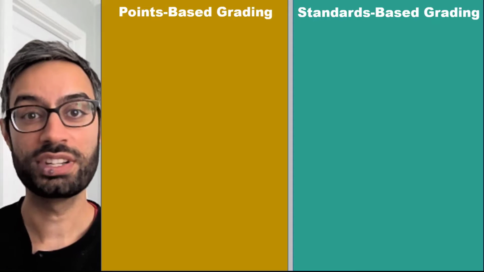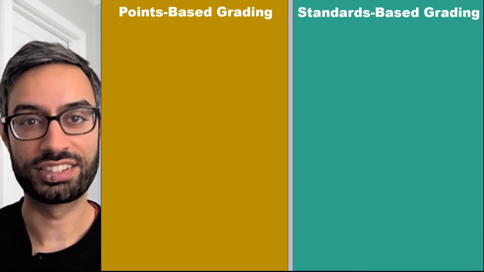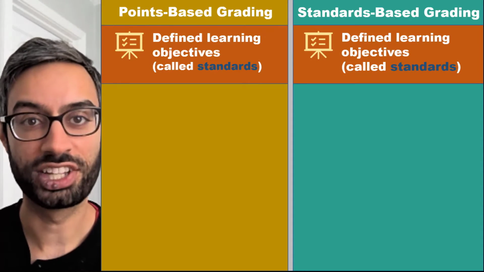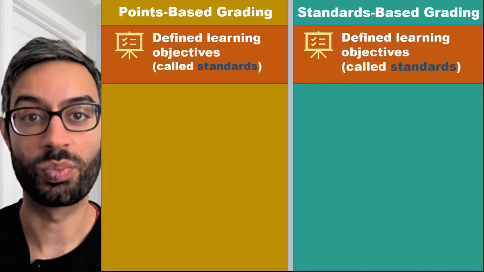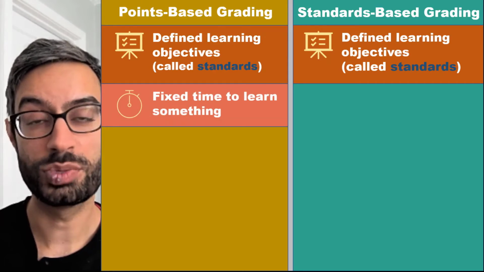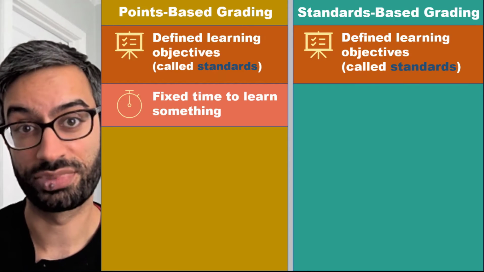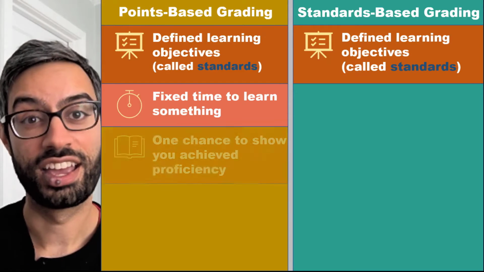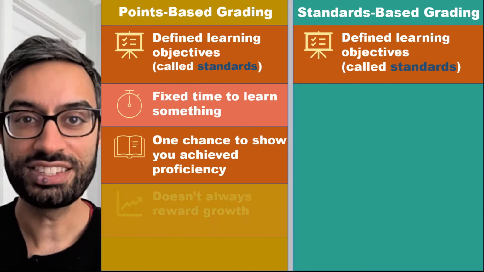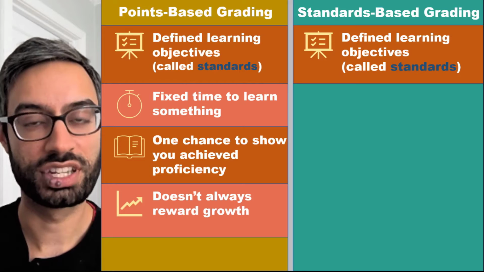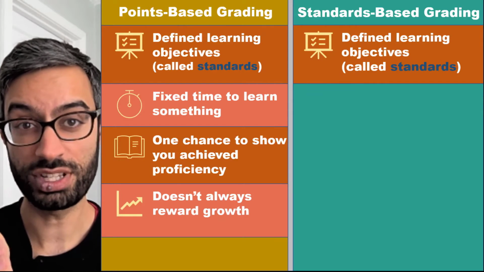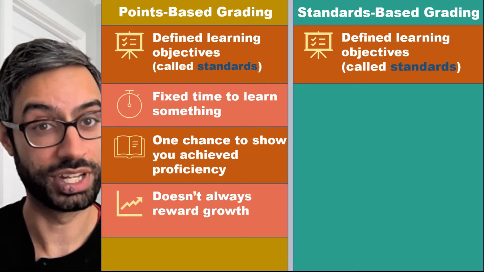What are the key differences between a points-based and a standards-based grading system? In both systems, we start with some defined learning objectives, things your instructor wants you to be able to do, and I'm going to call these standards. In a points-based system, you have a fixed amount of time to learn something before you get tested on it. And then you have one chance to show that you are proficient at it. So this system doesn't always reward student growth, because if you perform worse on early assessments, even if you improve your scores on later ones, those early scores may weigh your grade down.